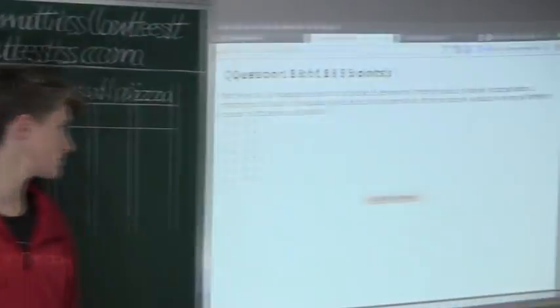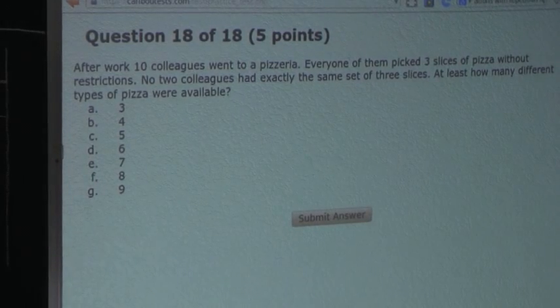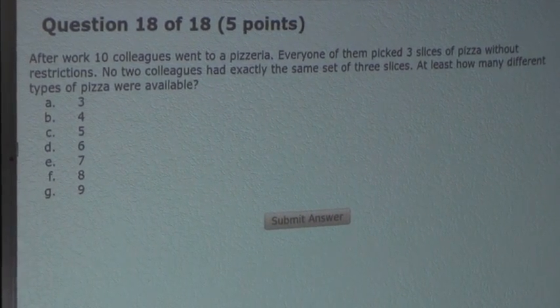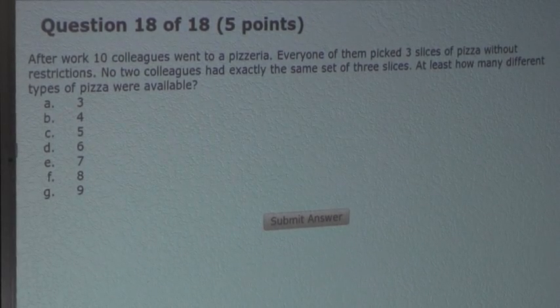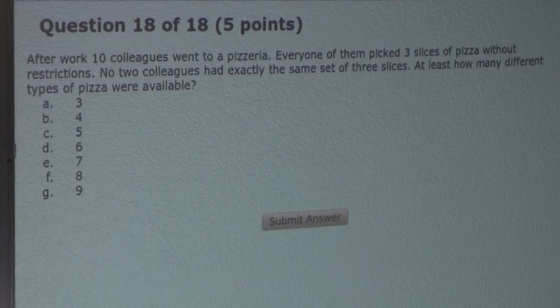So the question is, after work, 10 colleagues went to a pizzeria. Every one of them picked 3 slices of pizza without restriction. No 2 colleagues had exactly the same set of 3 slices. At least how many different types of pizza were available?